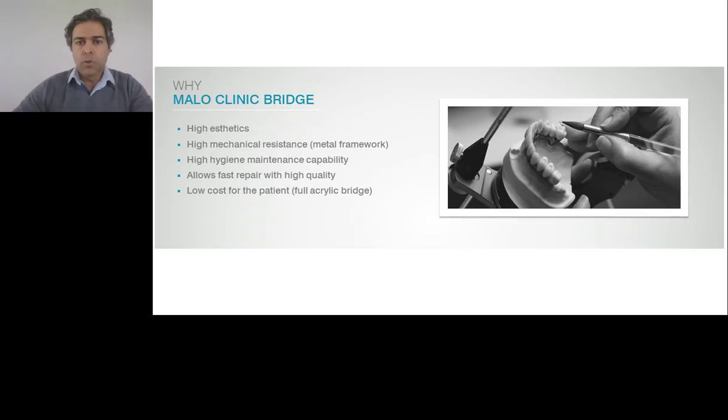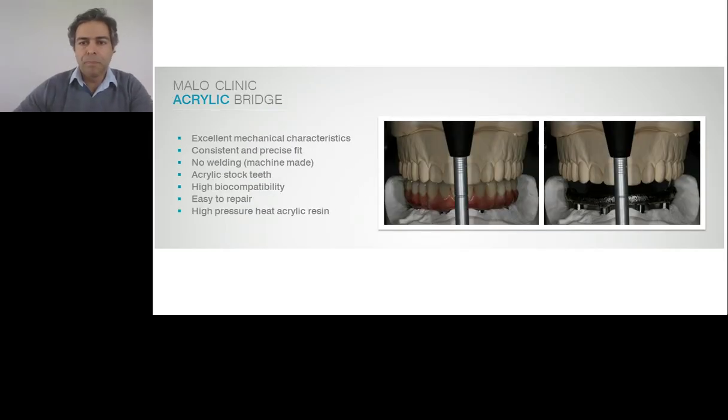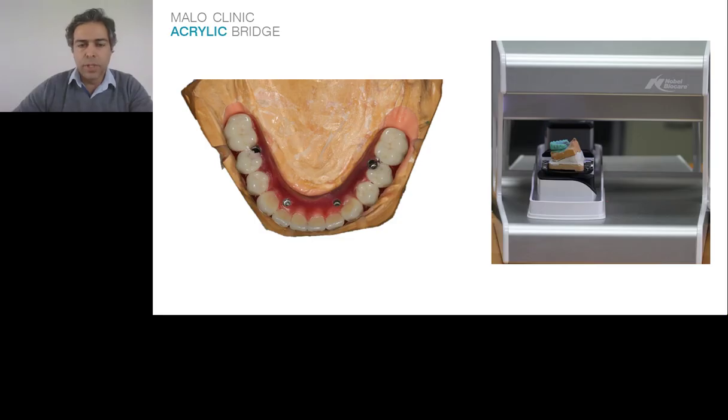So talking a little bit about the all acrylic bridge, this is the Maloclinic acrylic bridge. In this bridge, we have a titanium bar that is milled, and then on top you can use whatever you want. You can use stock teeth. You can design your teeth on the digital workflow and have them milled as well in the material you want. Typically this is a bridge that is very easy to repair, and today in our labs, with this technology, we just need to scan a wax-up or even a provisional bridge in acrylic.